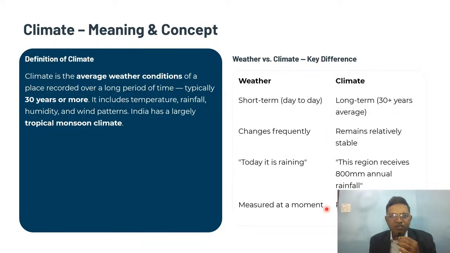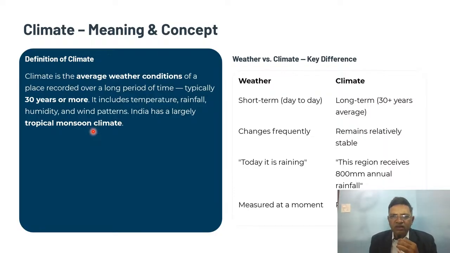So, climate and its meaning, concepts. Definition of climate. So what is climate? Climate is the average weather condition of a place recorded over a long period of time. Weather is short duration, whereas climate is typically calculated over 30 years or more. It includes temperature, rainfall, humidity, wind pattern. India has a largely tropical monsoon climate.